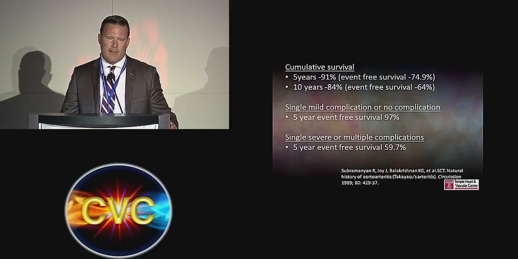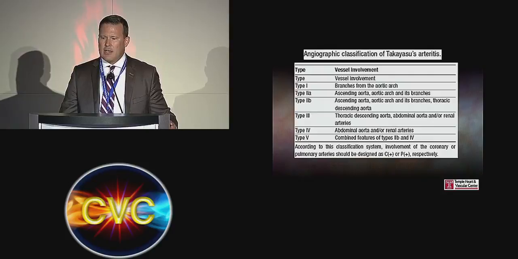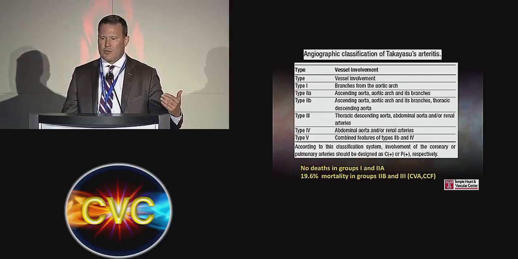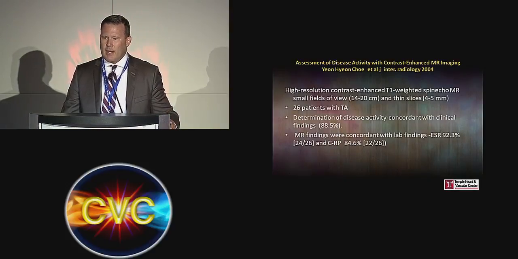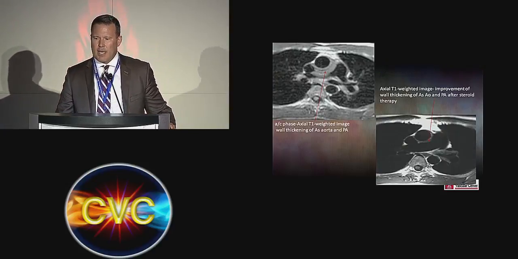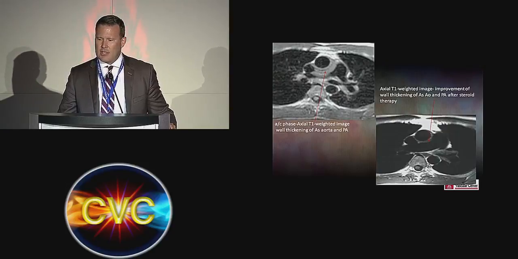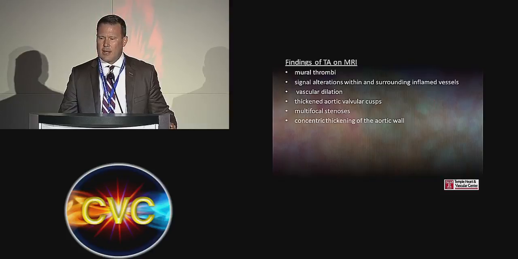Survival is cumulative 5 years at 91%, 10 years 84%, and that is based off of the severity of the disease. You can see here that groups 1 and 2, the ones that have just branches from the aortic arch and ascending aorta, did not have any deaths, but there was a higher mortality in diffuse or more severe penetration. You can diagnose this with MRI, and you can see here are 2 examples of a patient that has active phase, and you can see the actual ability to describe and delineate it on MRI.